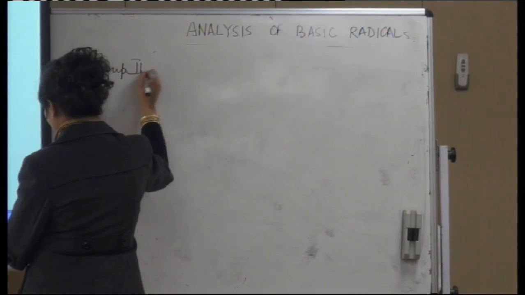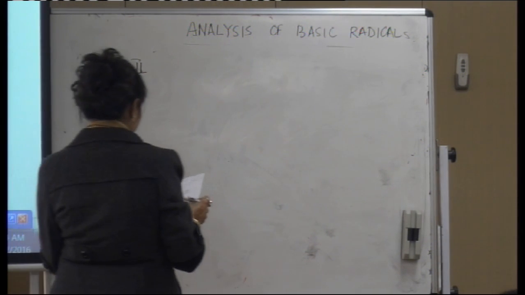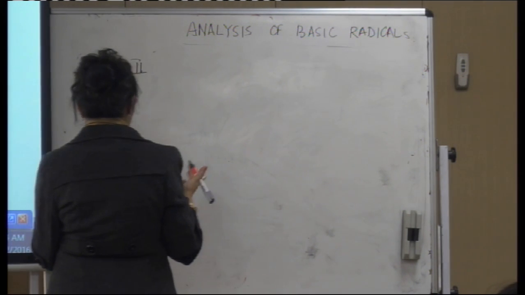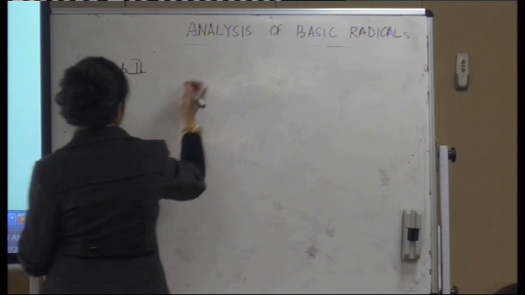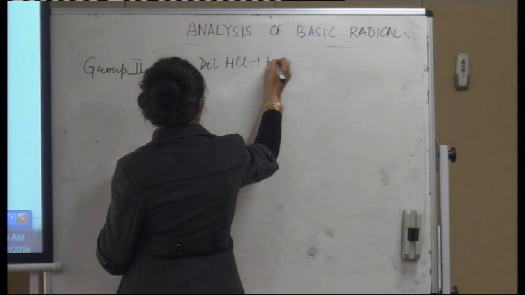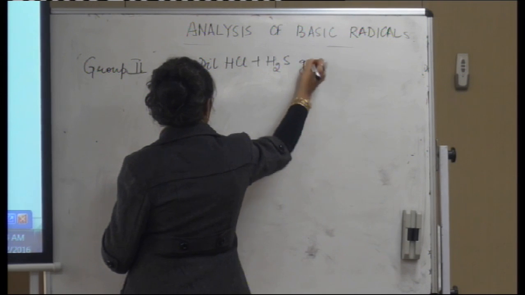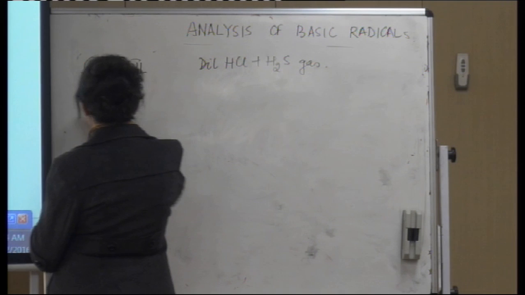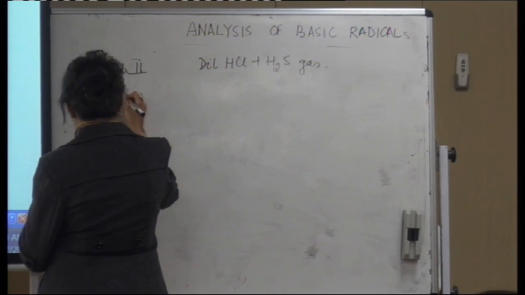So for your group 2, what all ions did I talk about? Lead, mercury, copper and cadmium. And what are the basic reagents? You add dilute HCl plus H2S gas. Remember this. So in this case, generally to the original solution you are adding dilute HCl plus H2S.